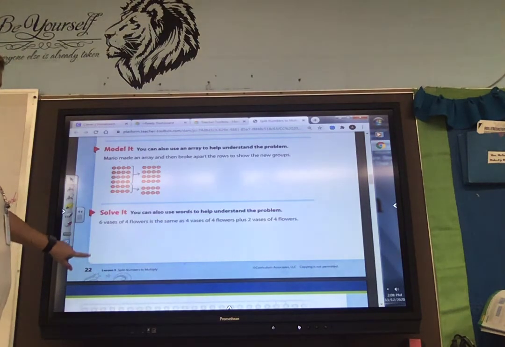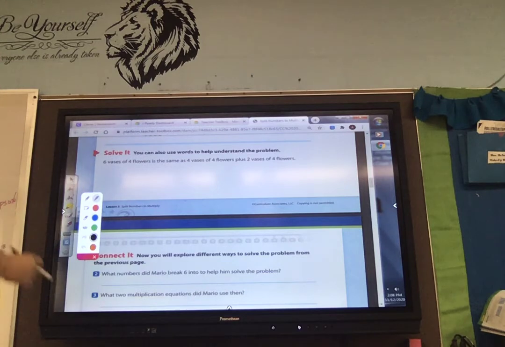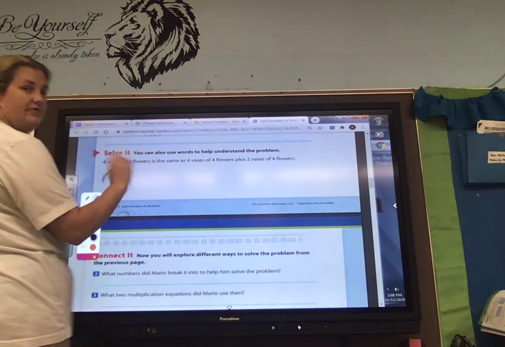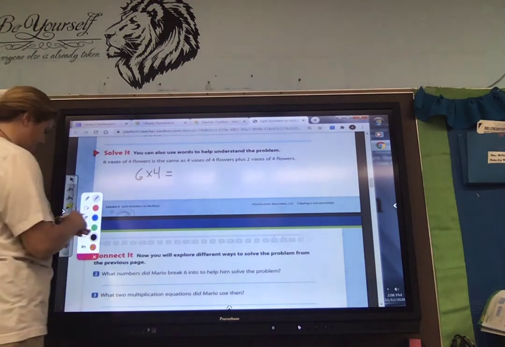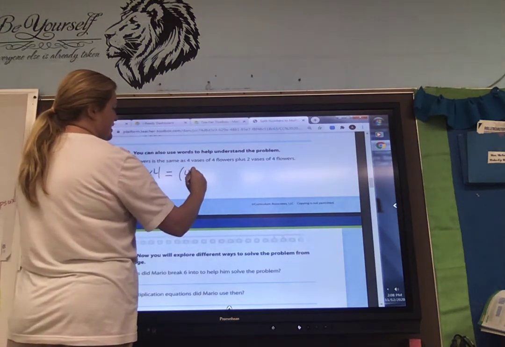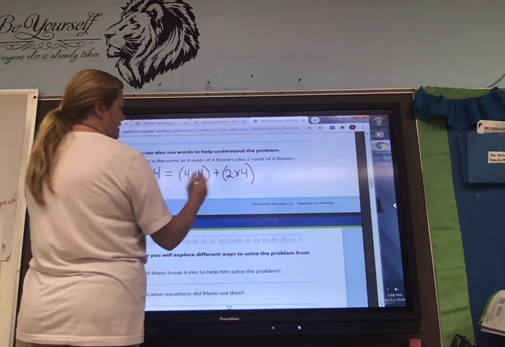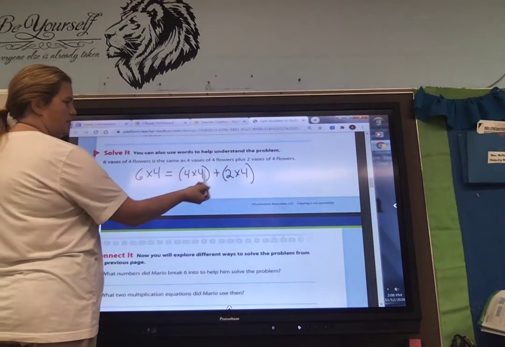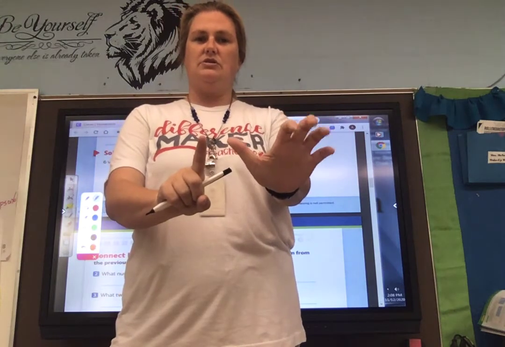So let's look at our solve it here. Oops. Wrong button. Here we go. It says 6 vases of 4 flowers is the same as 4 vases of 4 flowers plus 2 vases. So this is how I want you to write this down here. I want you to write 6 times 4 equals. So now we're going to take the 6 and we're going to break it apart into 4 times 4 plus 2 times 4. Now I want you to see that 6 is still here because 4 plus 2 is 6. We didn't take the 6 away. We just moved the 6 into 4 and 2. That's how we made our 6, 4 and 2.